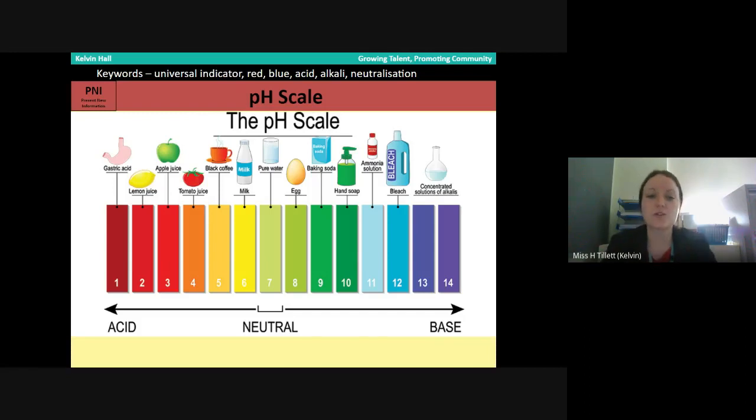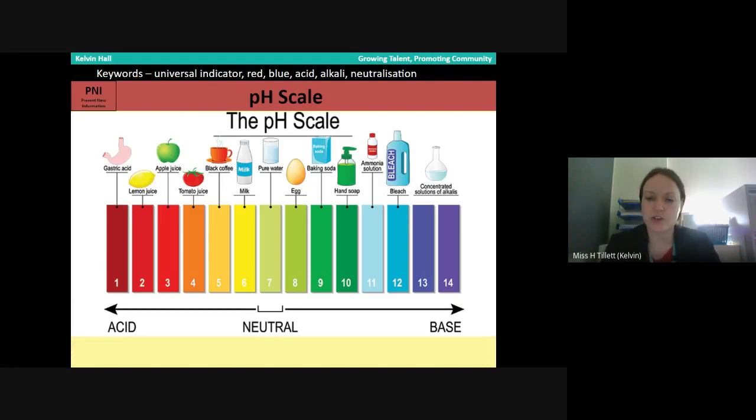pH 7 means neutral. And you'll notice earlier we said water changed green. That means water isn't acid or alkali. It's something in the middle. It's neither. As we go up the scale, we get things that are more alkali. So egg, pH 8, is a weak alkali. Bleach, pH 12, is a stronger alkali.